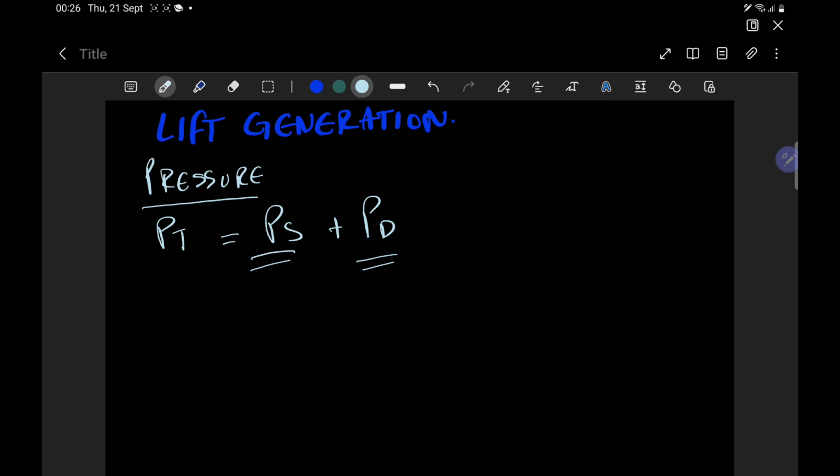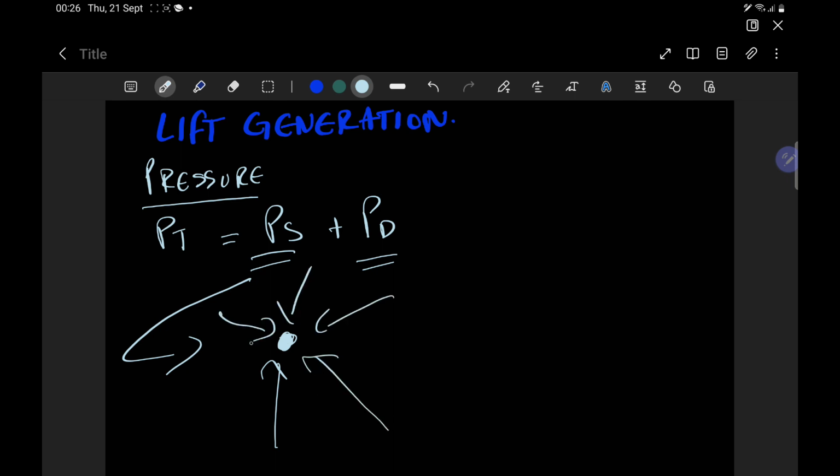So let's see what static pressure is. Let's assume we have an object. The pressure which is acting on an object from all directions is known as static pressure. The object is stagnant, it is static, and the pressure which it is feeling is known as static pressure.